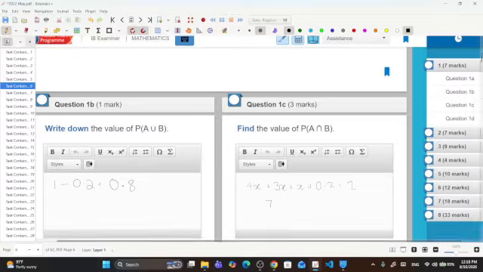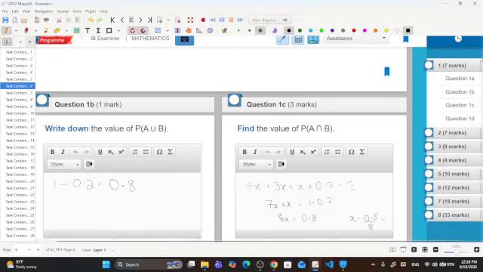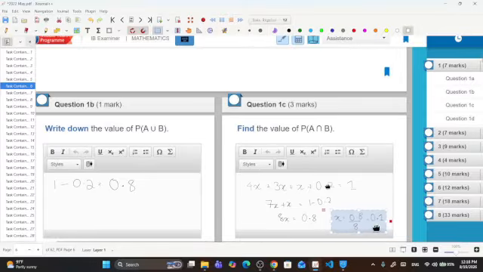Then I can say 7x plus x equals 1 minus 0.2. I get 8x equals 1 minus 0.2 becomes 0.8. And hence the value of x becomes 0.8 divided by 8, which gives me an answer of simply 0.1. So the probability of A and B happening both at the same time perhaps is 0.1.